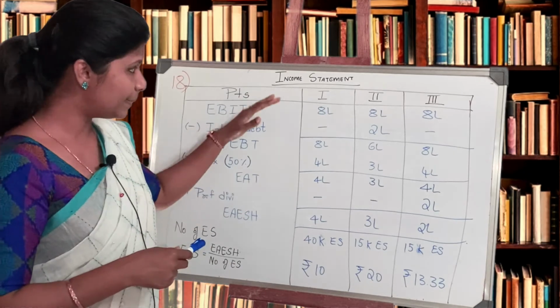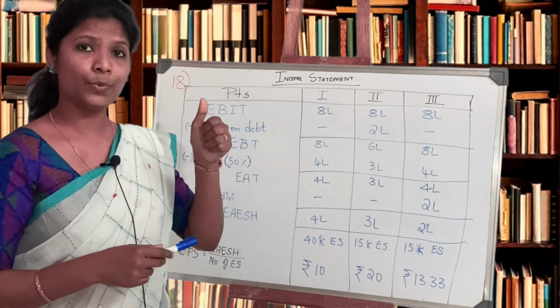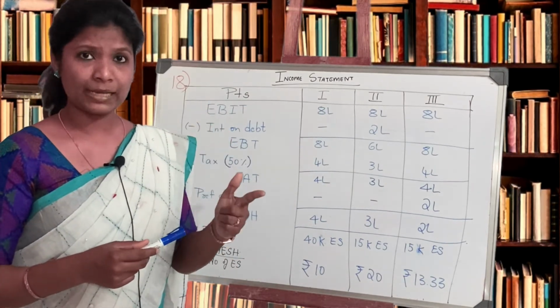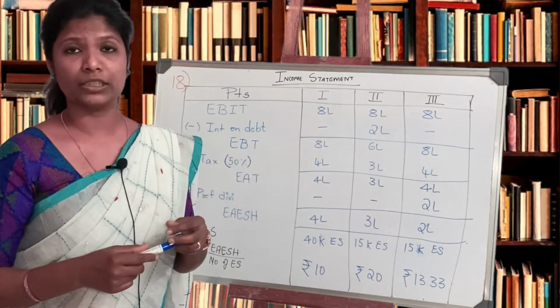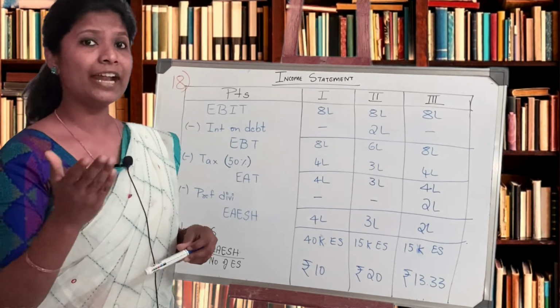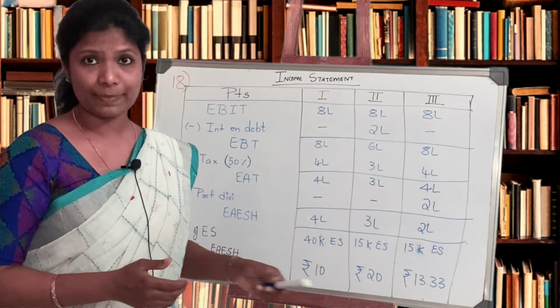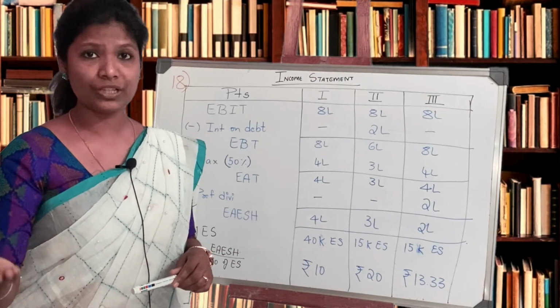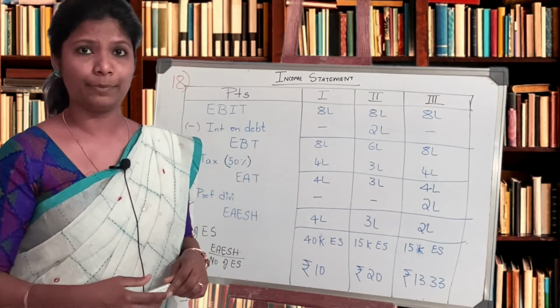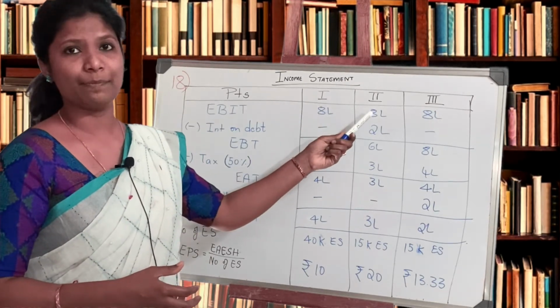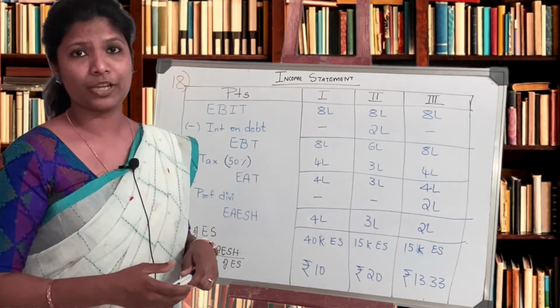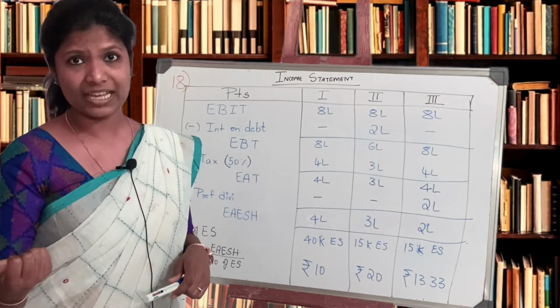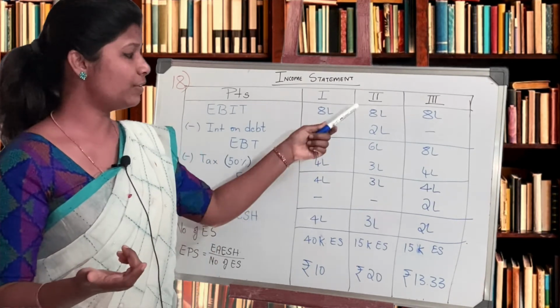So after completing this income statement, you start with the working notes, then the income statement, and then you need to add a conclusion. As plan 2 gives the maximum EPS, the company is suggested to raise its additional or required capital according to plan B or plan 2, because the existing capital is what? Equity, and plan 2 is about debenture.